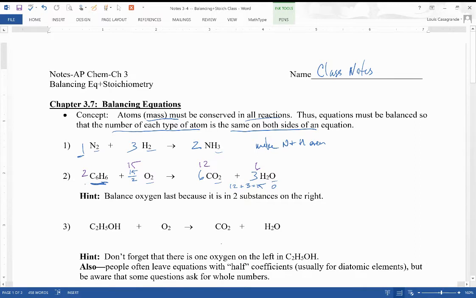With our doubling, we have 12 carbons on the left. We have 12 carbons on the right. We have 12 hydrogens. We have 6 times 2 is 12 hydrogens. We got 15 times 2 is 30 oxygens. 12 times 2 is 24, plus 6 is 30 oxygens. And so we're all balanced.